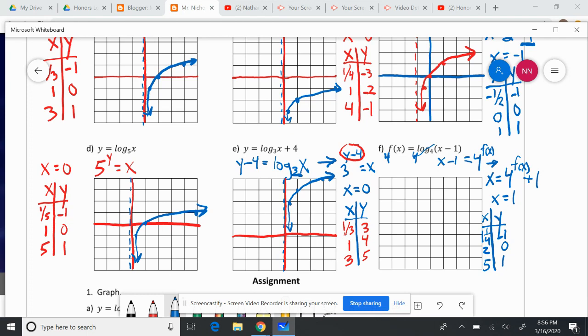Once again, I'm going to move my axis over a little bit. This time I have my vertical asymptote at 1. And when I plot it, I have 1 and a fourth and negative 1. I have 2 and 0. And I have 5 and 1.